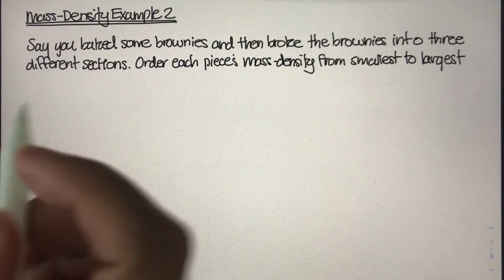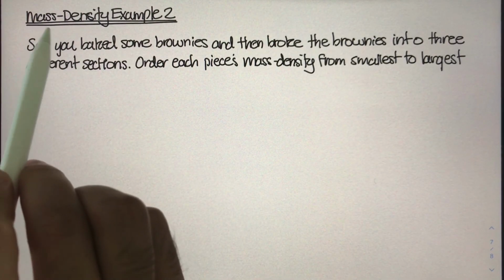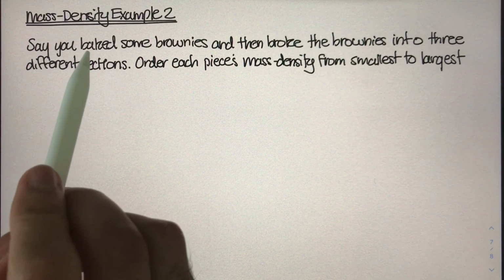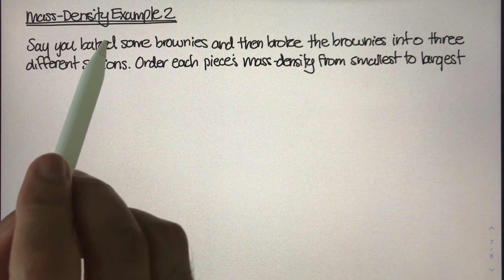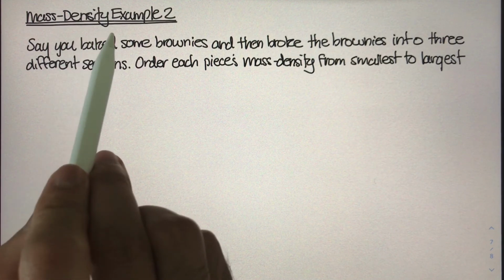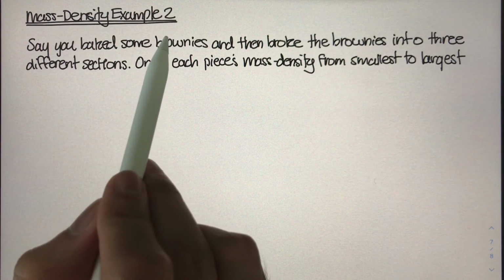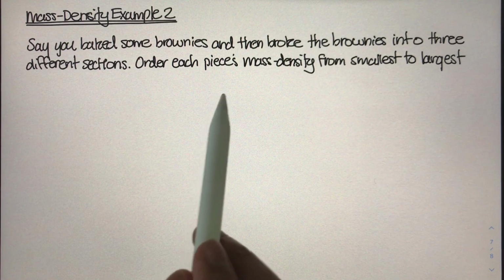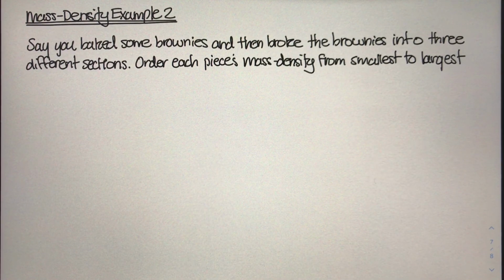Okay, welcome to our second example on mass density. If you remember from the last few videos, we've been talking about this special property that we can use to distinguish different types of substances, right? We can distinguish milk from water, from soda, from a rock, from any other substance. And mass density is really just the mass per unit volume of that substance.